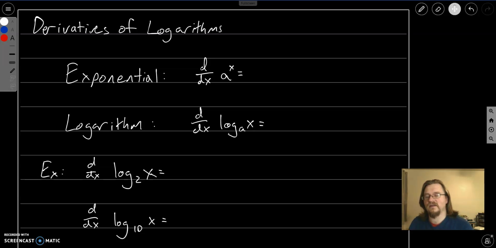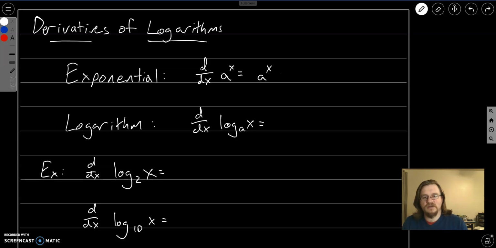Hello and welcome back. In this video we will be looking at the derivatives of logarithms. So previously we've seen how to differentiate exponential functions, and if we take the derivative of a to the x power, this is going to be a to the x power times a constant, which is going to be the natural log of a. So it's nearly the same thing. The derivative of an exponential function is just going to be itself times this extra factor. This is just some number, the natural log of a, whatever that is.